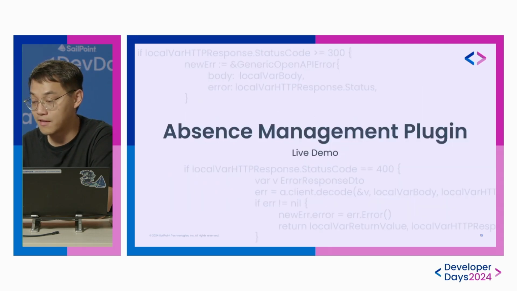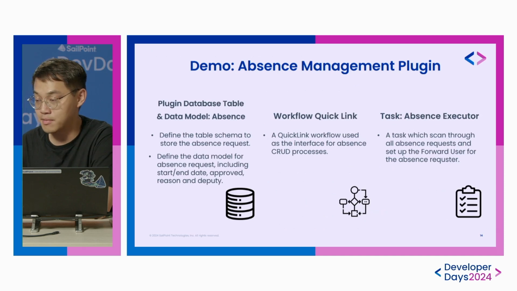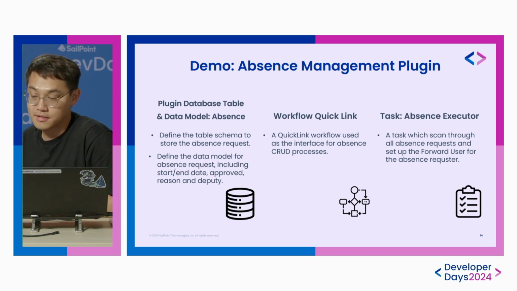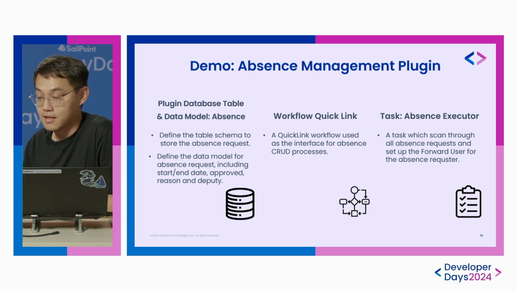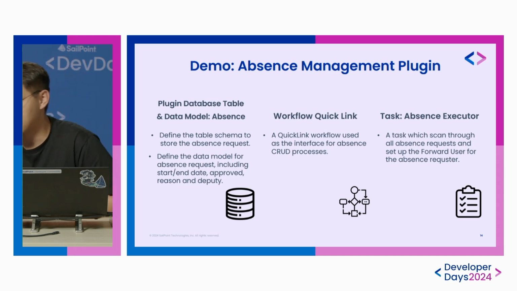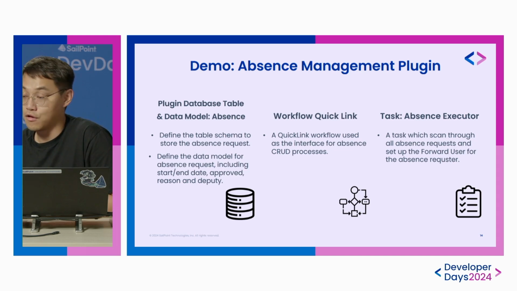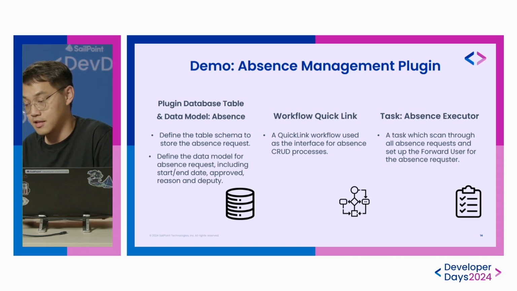In today's live demo, I have come up with a simple plugin as a use case. It's called the Absence Management plugin. What does this plugin provide? First, we'll have a table and a data model to record absence records in the database table. Instead of using fancy UIs, we're simply using quicklink workflow forms as an interface to manage the absence records. Later we'll have a task which will scan through all the absence records and set up the forward user preference on the identity.